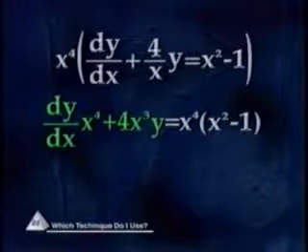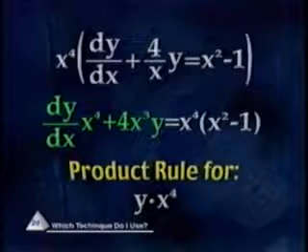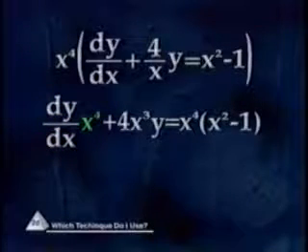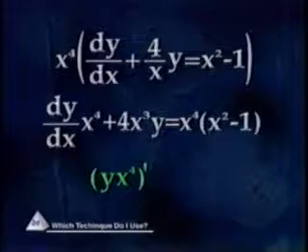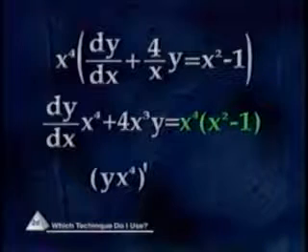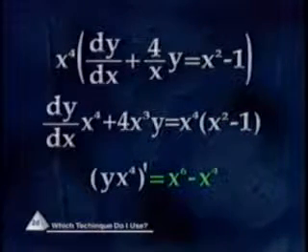On the left side, notice that we have a product rule for y times x to the 4th. See here, derivative of the first, dy/dx, times the second, x to the 4th, plus the derivative of the second, 4x cubed, times the first, y. So we just write the left-hand side as the derivative of y times x to the 4th. We use the prime sign to indicate the derivative. On the right side, we distribute the x to the 4th through and get x to the 6th minus x to the 4th. Now we're ready to integrate.